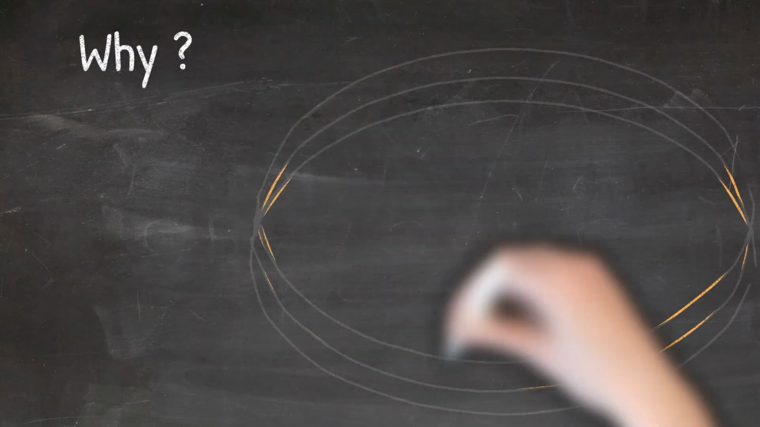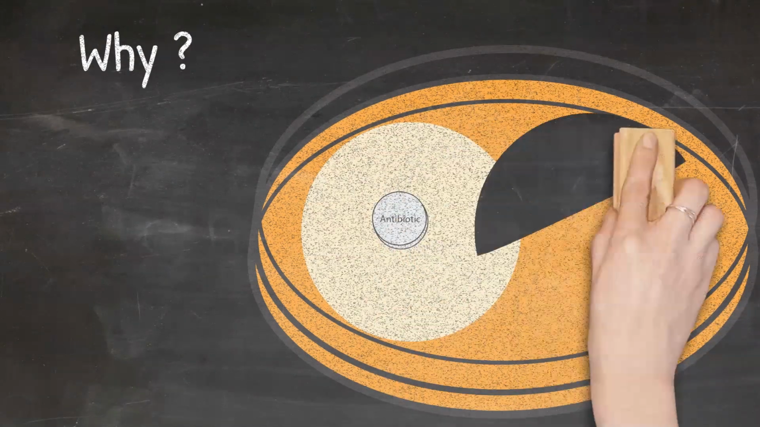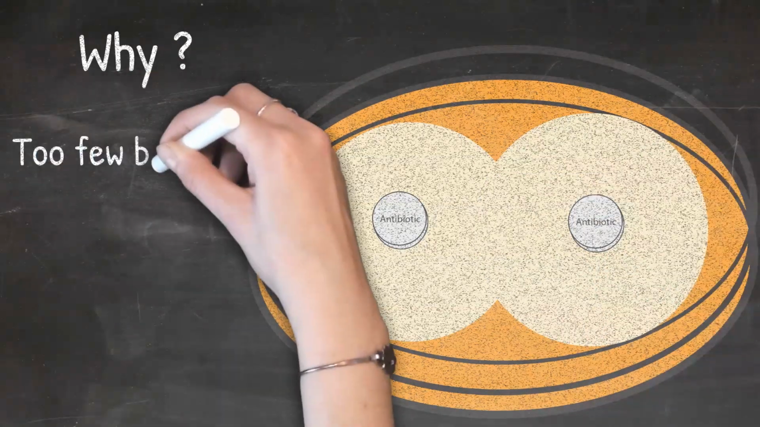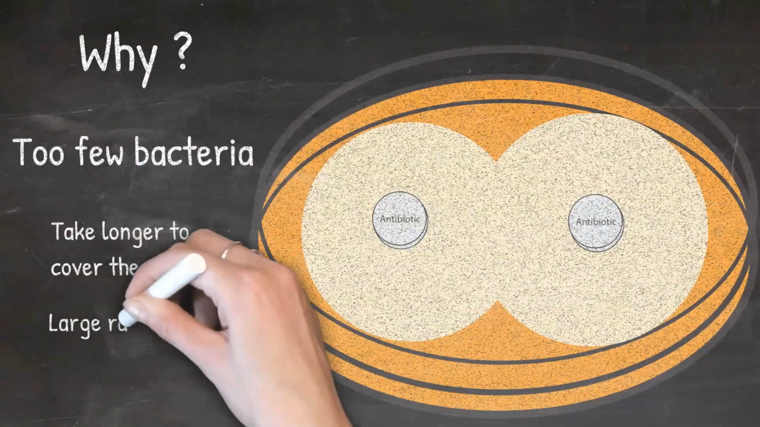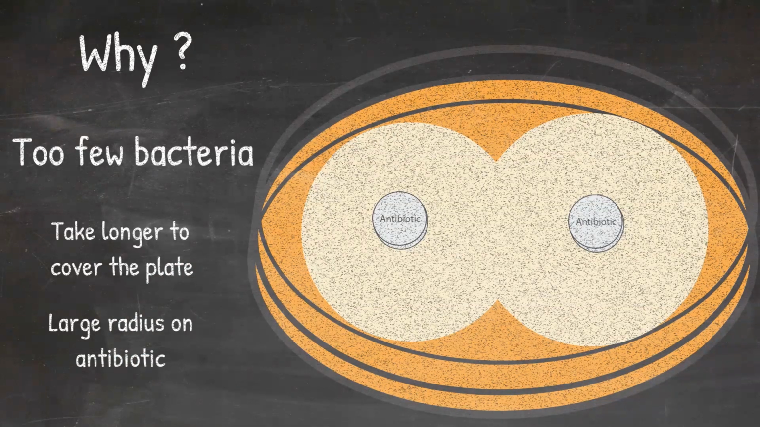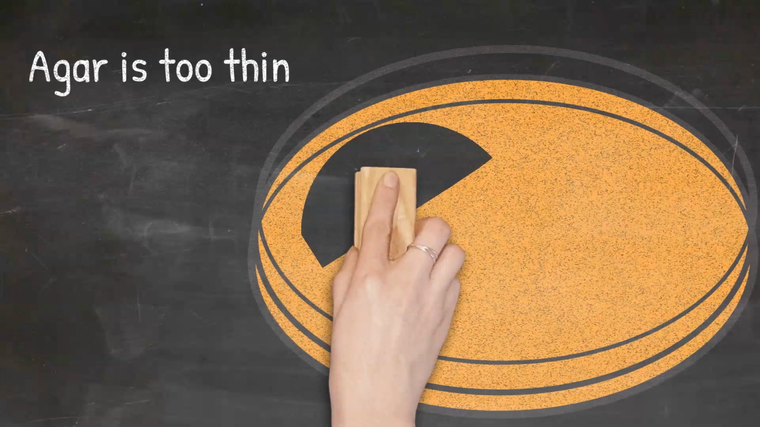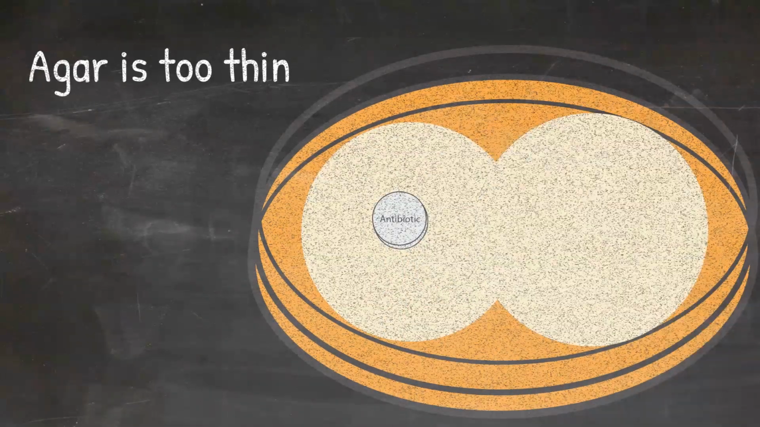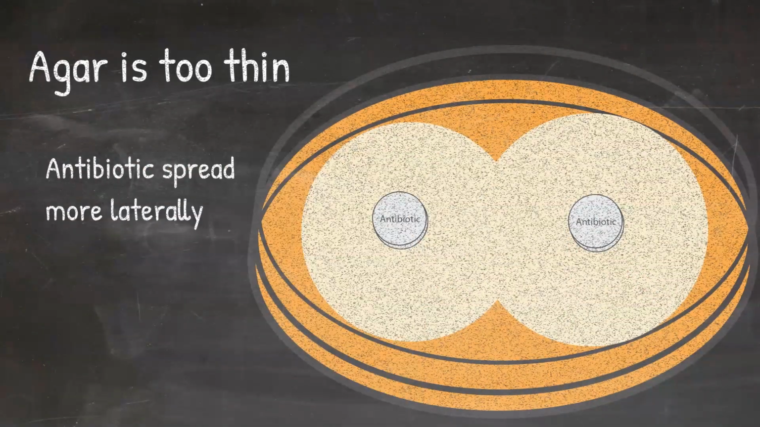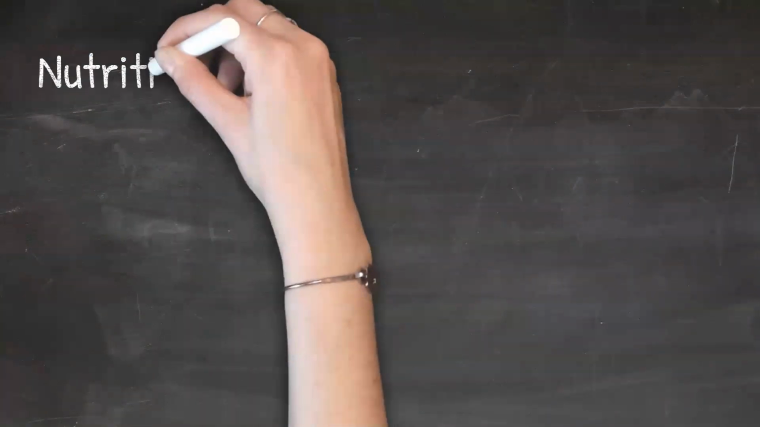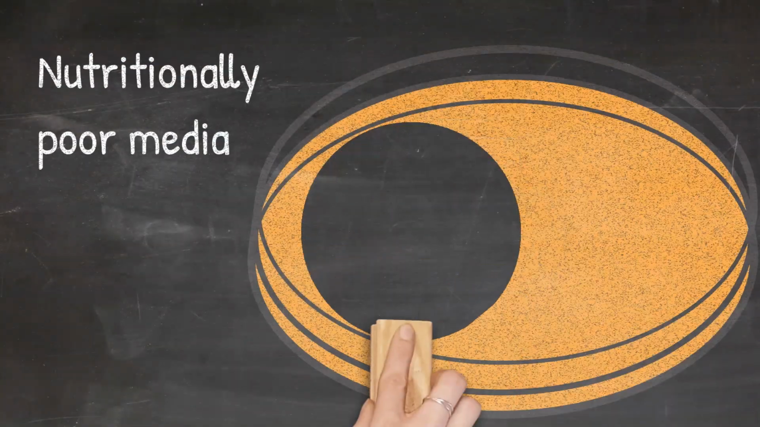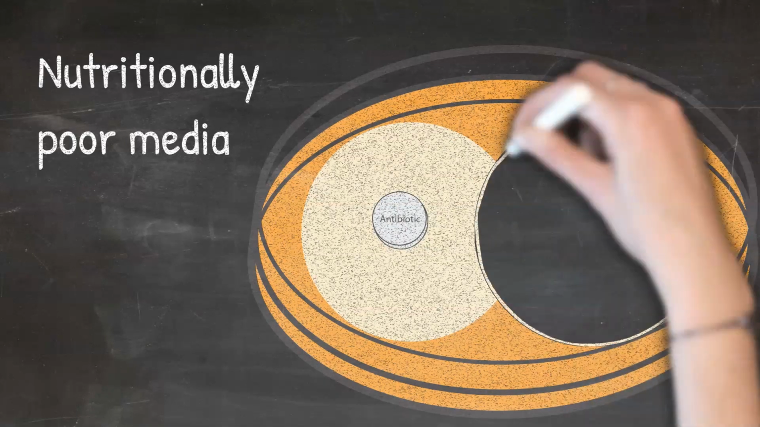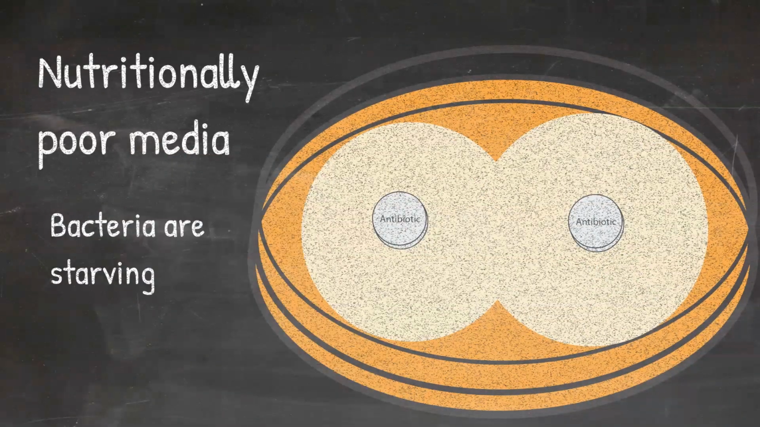Why is that? If the inoculum is too light, then it would take the bacteria longer to grow to cover the whole plate, but the antibiotic diffuses at the same rate. This leads to a larger zone of inhibition than expected. When the agar is too thin, the antibiotic spreads more laterally, which leads to a larger zone of inhibition. If the media is nutritionally poor, the bacteria are not at their optimal growth condition, the growth rate decreases, so a falsely large zone of inhibition is observed.